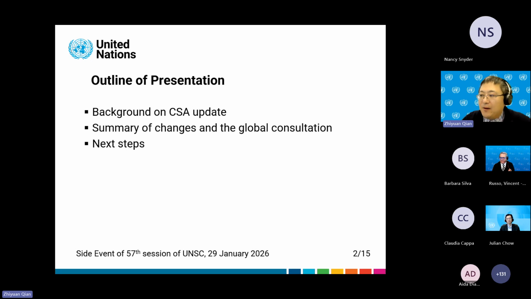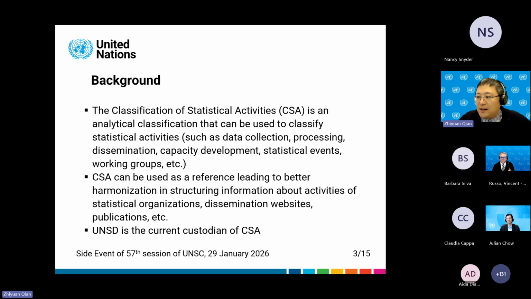This is the outline of my presentation on the CSA. Some of you are probably familiar with CSA, but for those that are not yet, what is CSA? CSA, the classification of statistical activities, is an analytical classification that can be used to classify statistical activities such as data collection, processing, dissemination, capacity development, statistical events, and working groups. In short, everything that the National Statistical Office is doing in their scope of work.